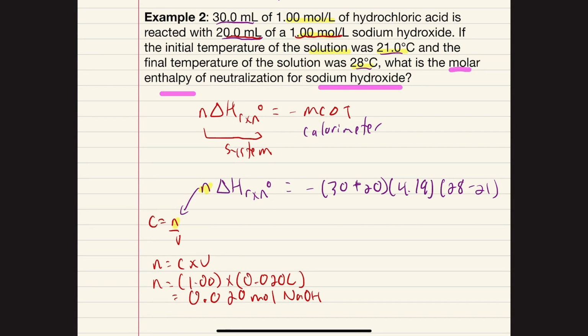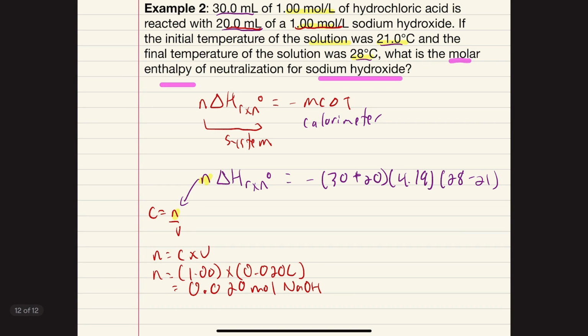And so now, plugging that in here into our equation above, we have 0.020 mole multiplied by your molar enthalpy of reaction, which we don't know yet, but we're going to isolate for it. And then we're going to multiply our terms together here on the right side so that we can get our enthalpy change from the calorimeter.